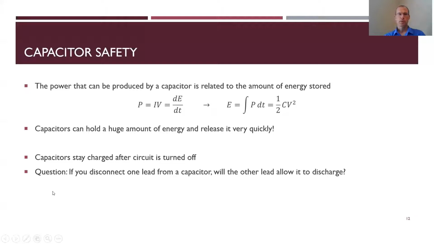So one thing to remember about capacitors is that they stay charged after the circuit's turned off. So if you have a direct current going in, you're pushing this thing through voltage, the capacitor is going to charge up to that same voltage. If you then disconnect one lead of the capacitor, there's still going to be some voltage in there. So the question, was the other lead allowed to discharge? The answer to that is no. Now you want to think of why.